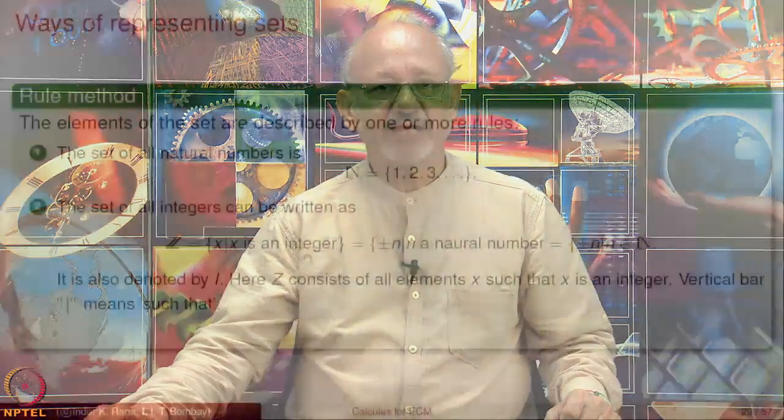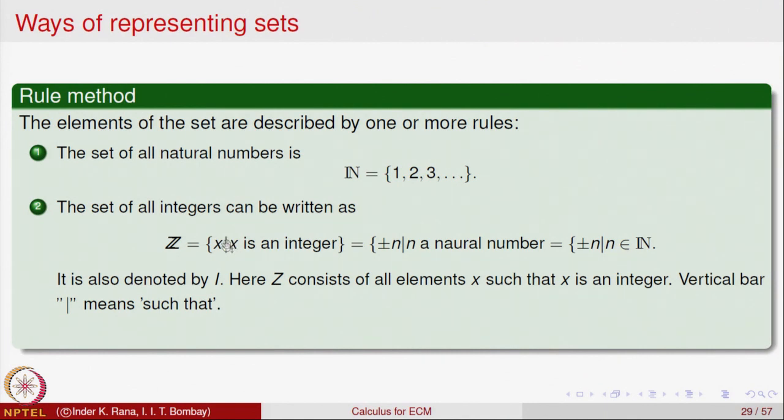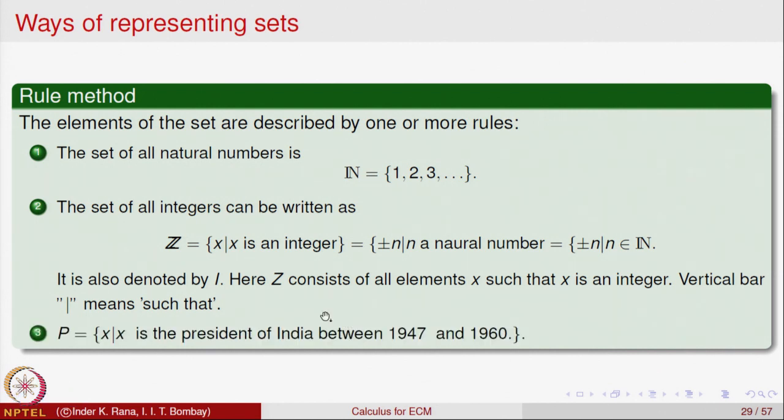So, let us go over to the next one. As I said, when I write this way, this vertical line means "such that", which is how you should read it and understand. So, let us look at P. For example, P could be the set of all objects x such that x is the President of India between 1947 and 1960. This is one way, and if we know precisely who these people are, one can put their names in and write it explicitly also.